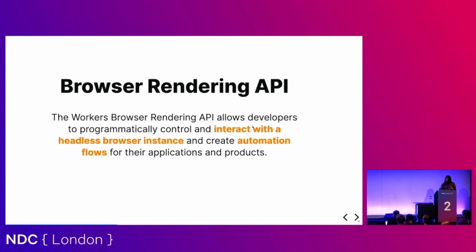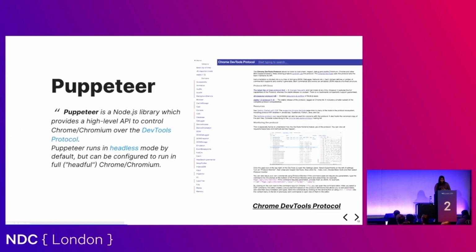the meat of this talk is about browser rendering API. So essentially what it is, it's a tool that allows developers to programmatically control and interact with headless browser instances and also creates automation flows for their applications and products, right?